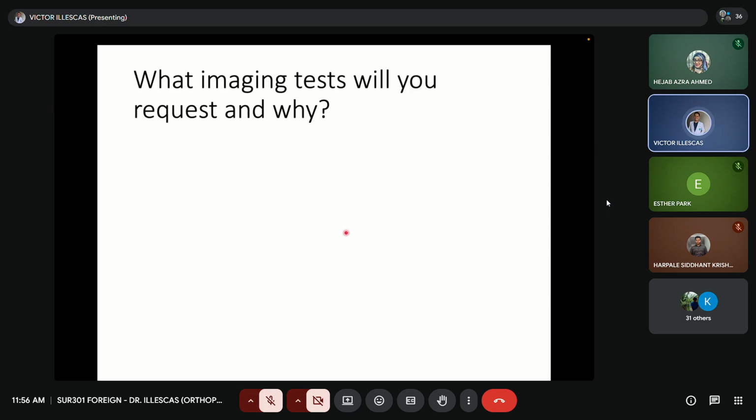So what imaging test will you request for this case? Initial imaging that you should request for this case. Anyone? You should request for.